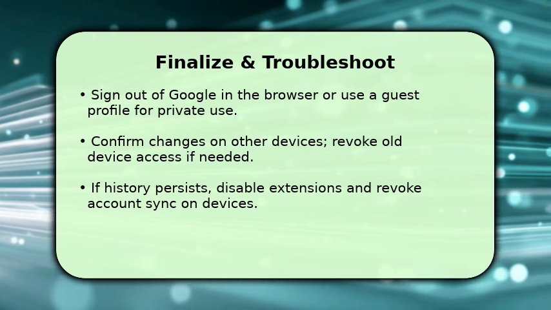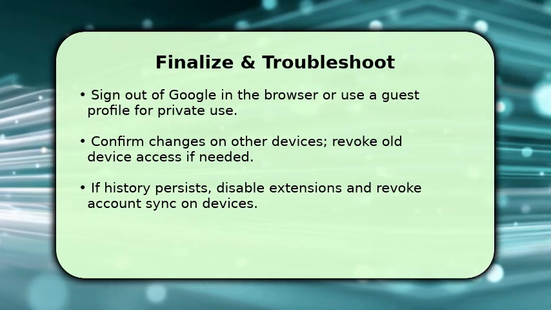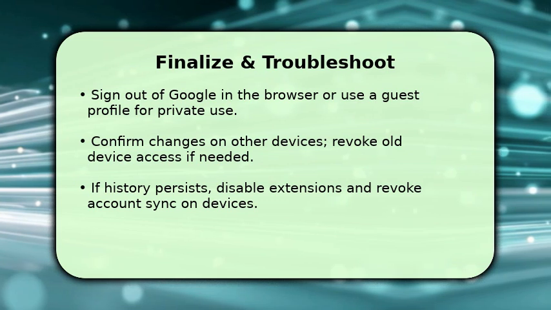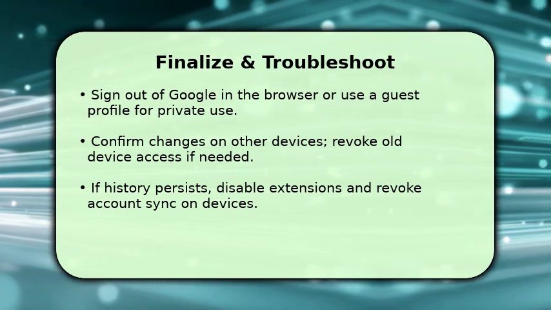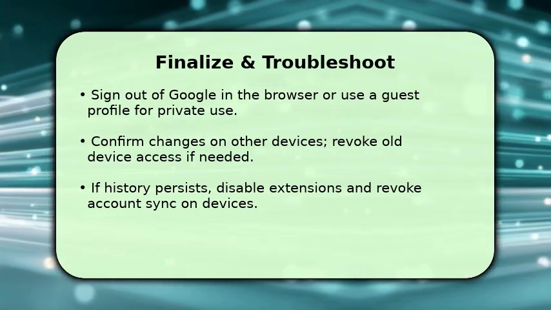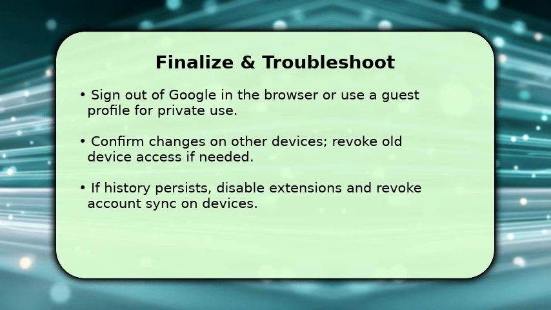If you still see history appearing, disable suspicious extensions, and check that Chrome isn't signed into another app. Revoke access and reset sync on each device as the key troubleshooting step to force a clean break.